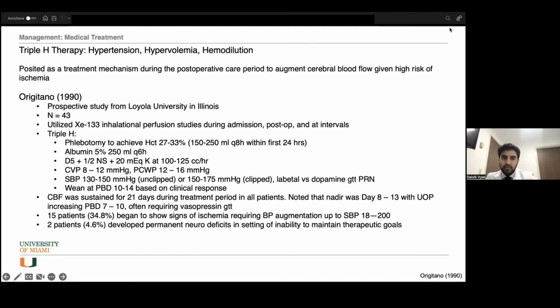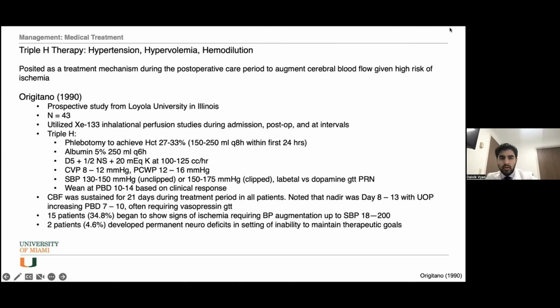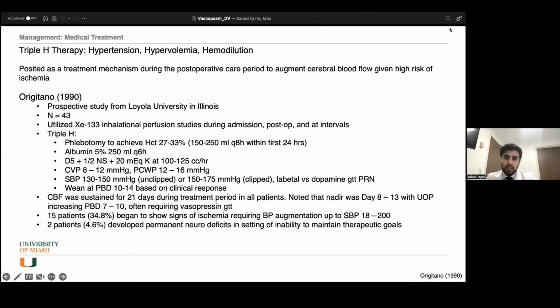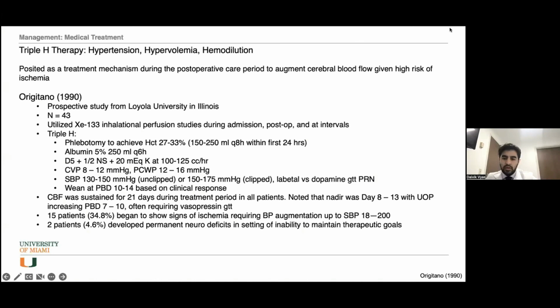They administered 5% albumin, D5 half NS with potassium at higher rates, and maintained a central venous pressure of 8 to 12 and systolic blood pressure of 130 to 150 in unclipped patients, or 150 to 175 in secured patients, with vasopressor augmentation or vasodilatory augmentation as necessary to get that goal. And they weaned therapy within 2 weeks based on the clinical response of the patient.